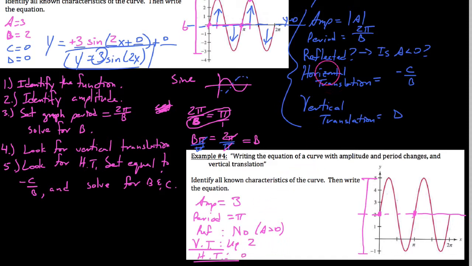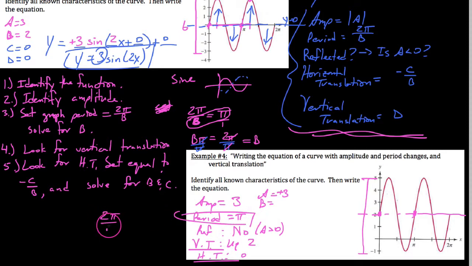So knowing all the things that we had listed up here, we can say the A value must be 3, and it must be positive because this is a sine curve that's not been reflected. So we say positive 3. We say the b value. Well, to find the b value, you set this period equal to 2 pi over b. So if 2 pi over b equals pi over 1, then b times pi is equal to 2 times pi, where it makes sense that b is equal to 2.